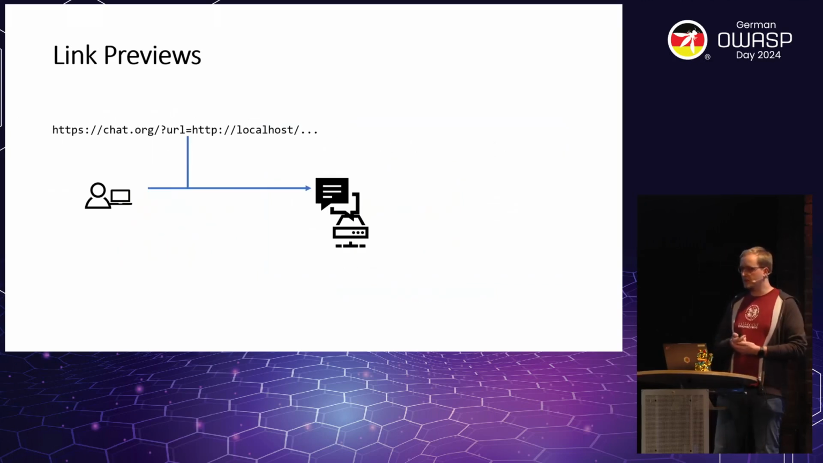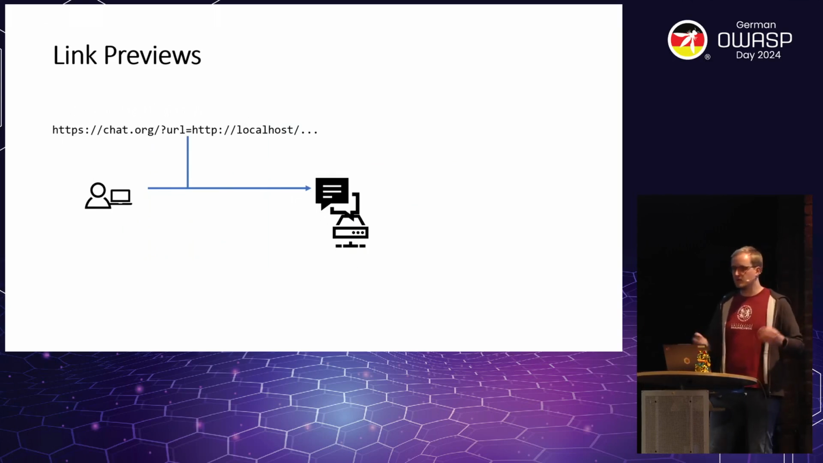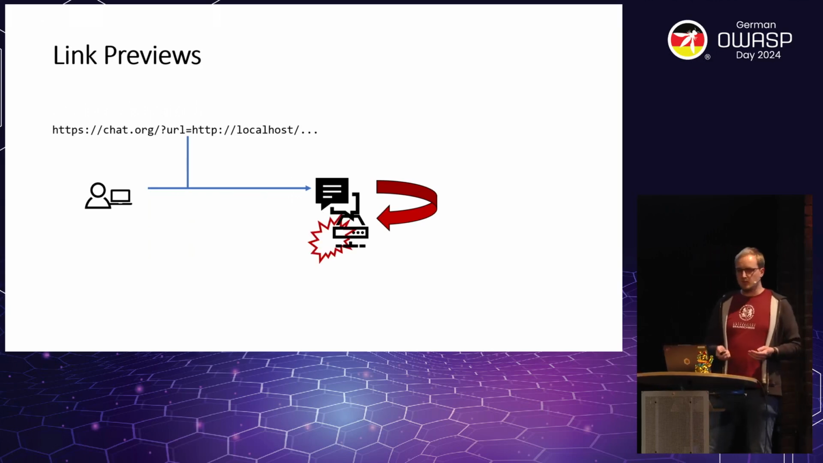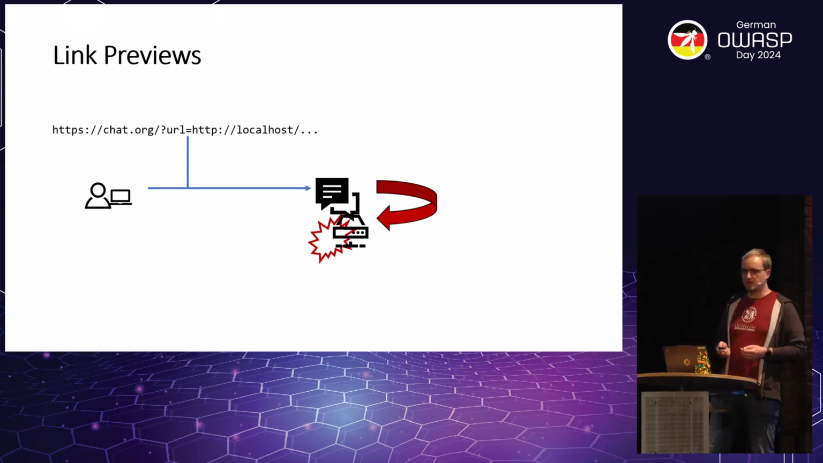And the typical example would be to request localhost. So if the client asks the server, hey, please give me something, here's the URL, but the URL is localhost, the server will try to fetch something from itself. Most probably something that's not intended to be fetched from the outside. And there are plenty of examples of how this can go wrong.